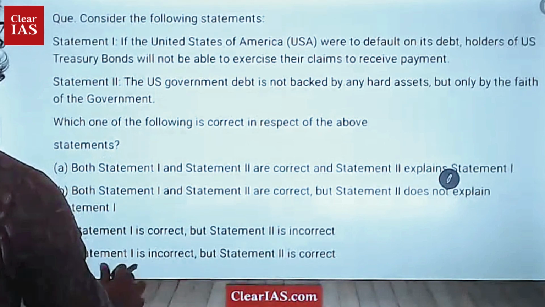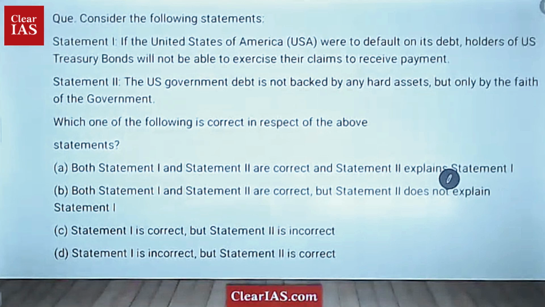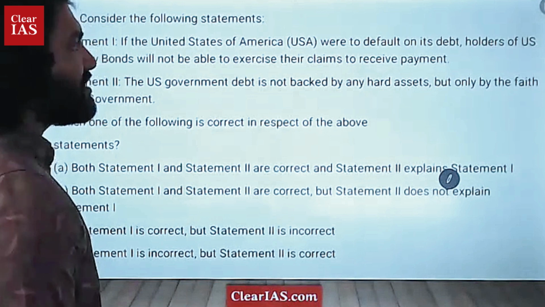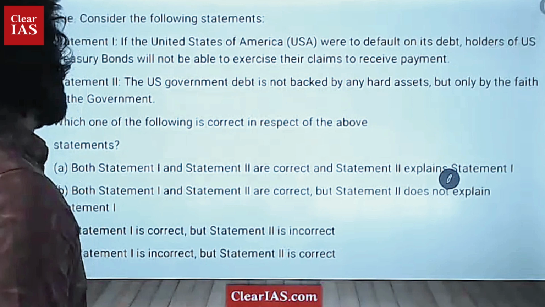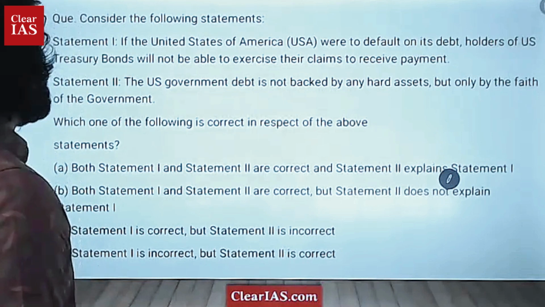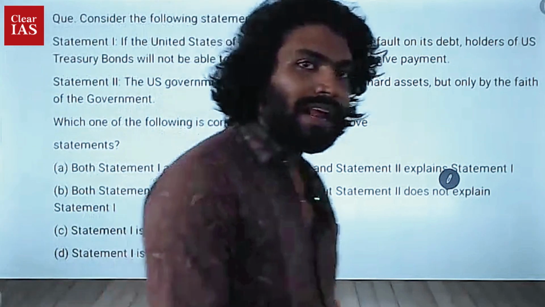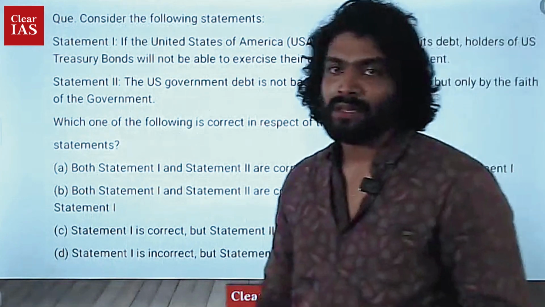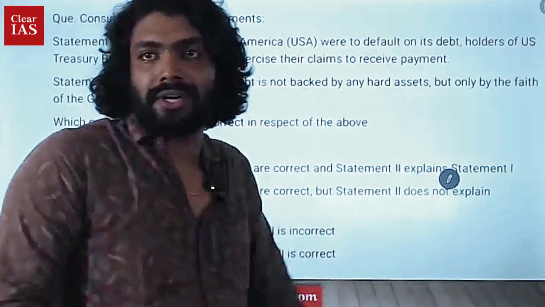One second. Statement one. Consider the following statements. If the United States of America were to default on its debt, holders of US Treasury bonds will not be able to exercise their claims to receive payment. Statement two, the US government debt is not backed by any hard assets, but only by the faith of the government. Whatever happens in the US Treasury's activities actually has an impact on the Indian economy as well. That is why UPSC repeatedly has an interest in the US Treasury.